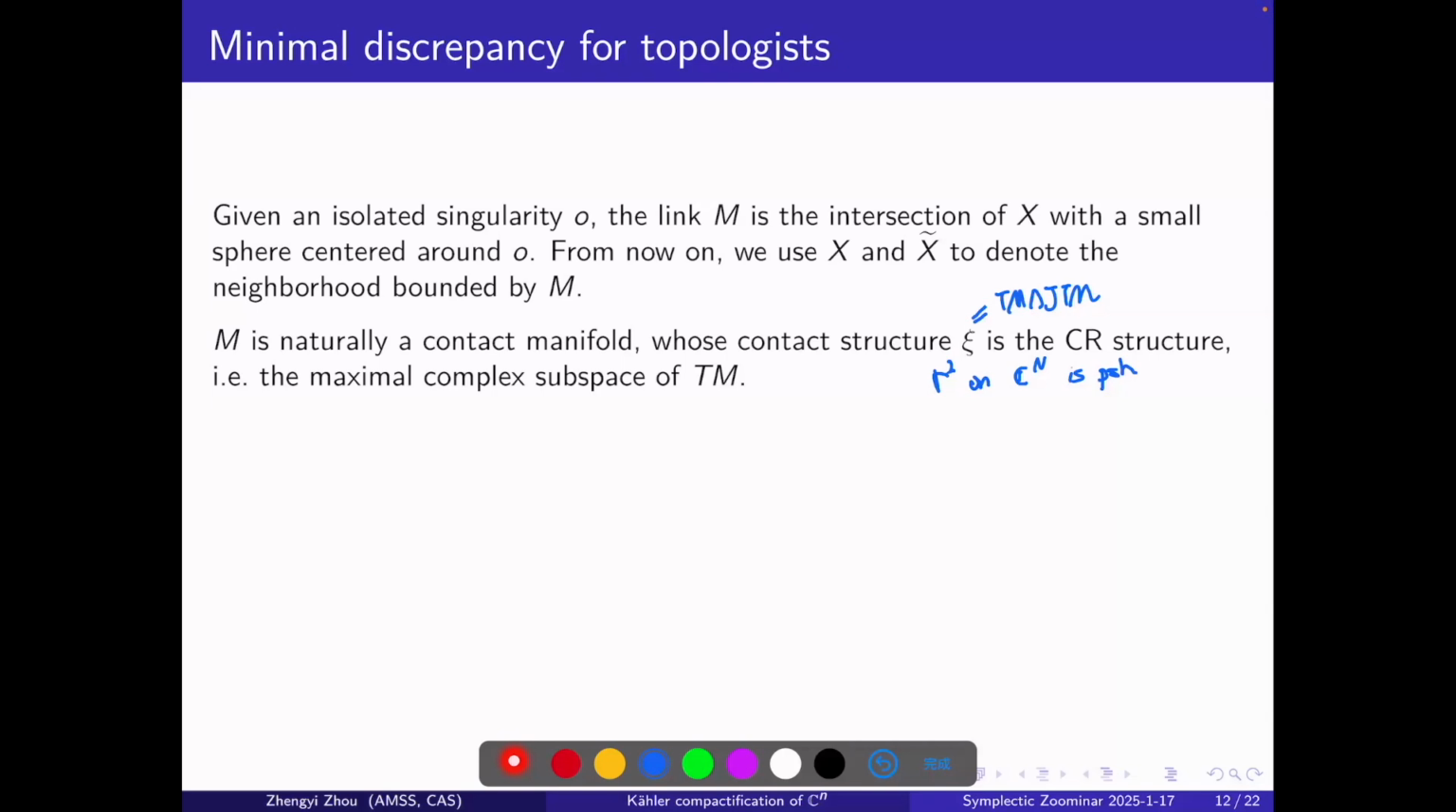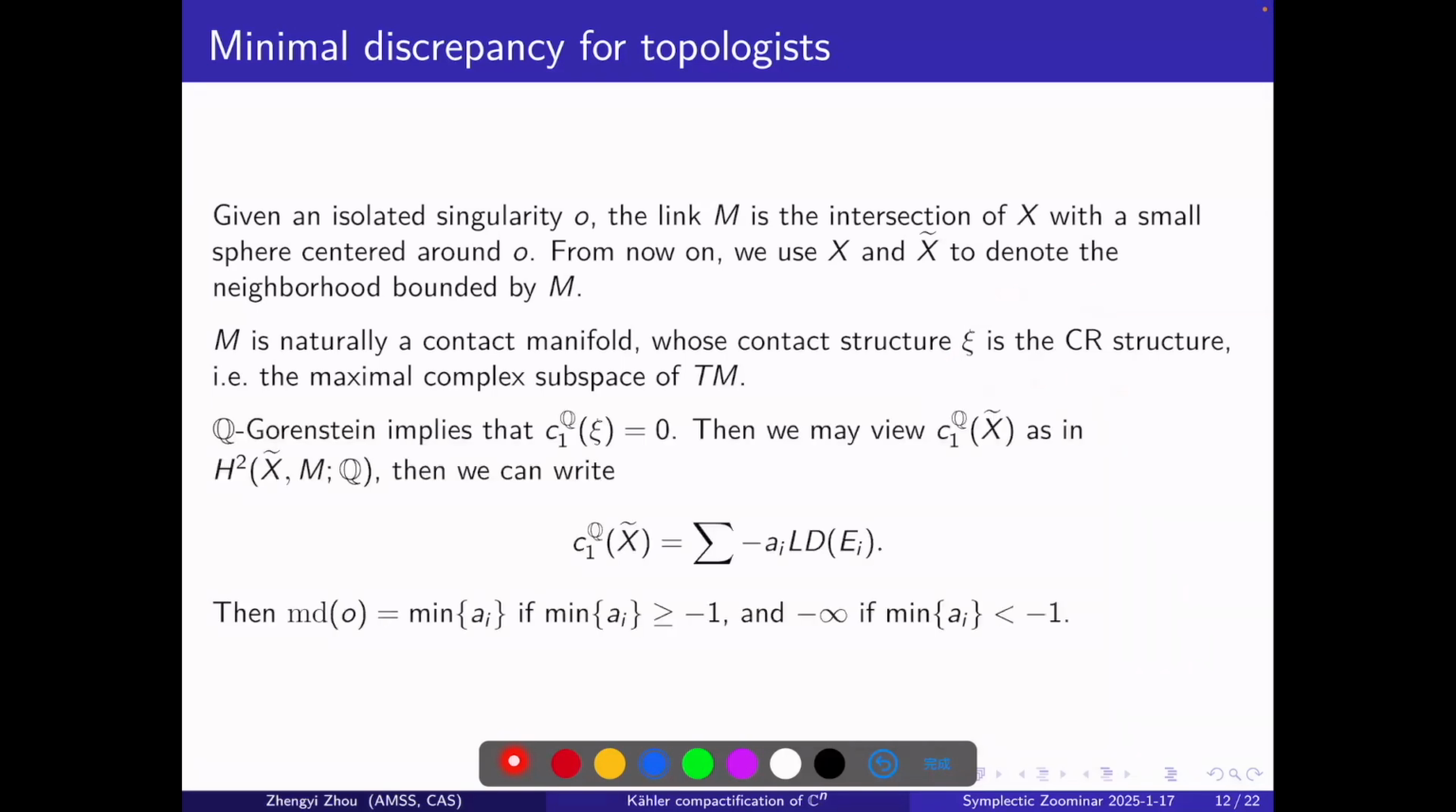Okay. So it's always a contact manifold. And the Q-Gorenstein condition will imply that the rational first Chern class of the contact structure is 0. Then, because of this, we can view the rational first Chern class of the resolution, which is just the domain bounded by this M, as in the relative cohomology.